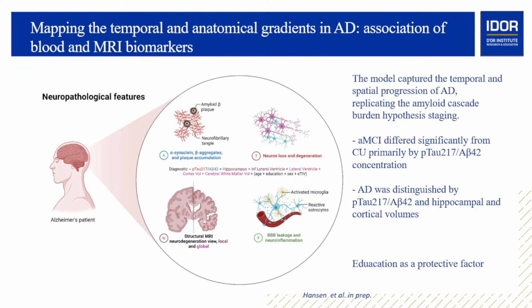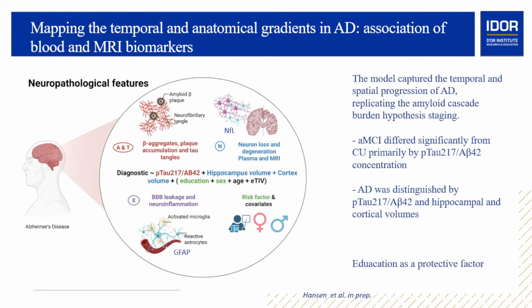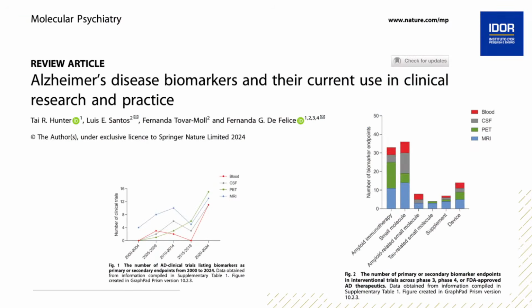Okay. This is another review that we published a couple of years ago, but it's interesting to see how those biomarkers are now standard in clinical trials. So if you go to clinicaltrials.gov, CSF, blood, and all those structural and functional MRI, they have been used as biomarkers in drug trials, not only for selecting the patients, but also for following the patients over treatment as well.